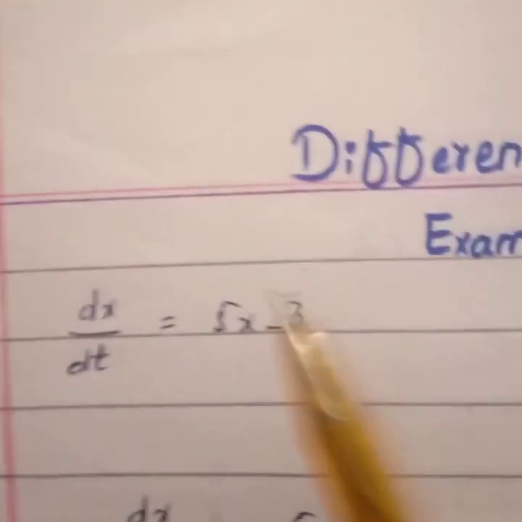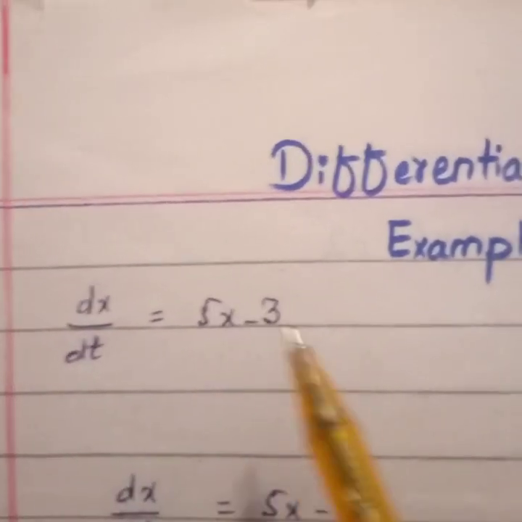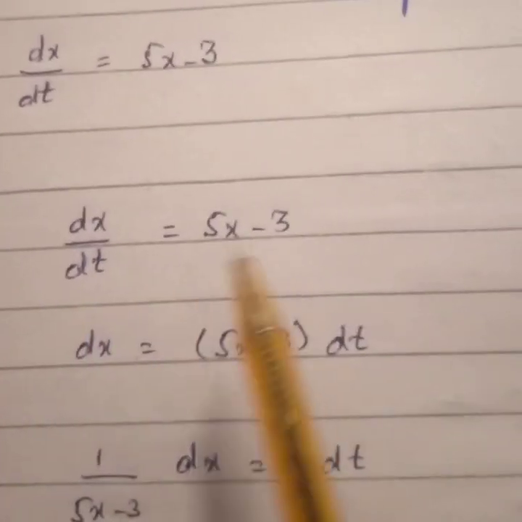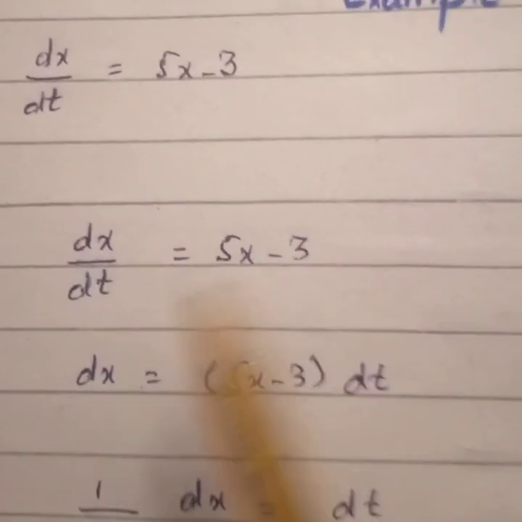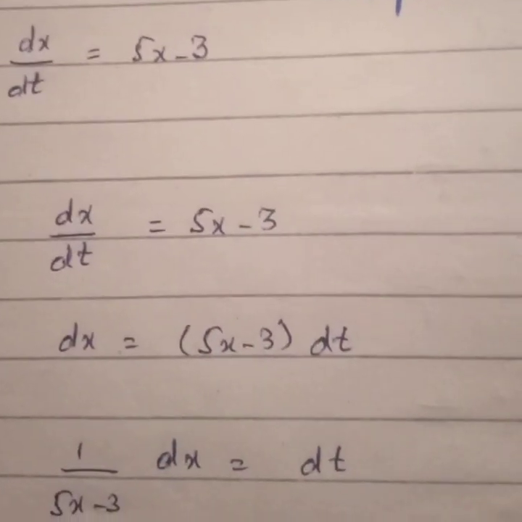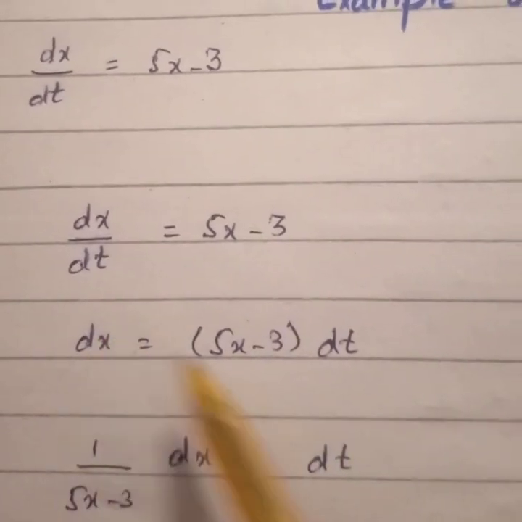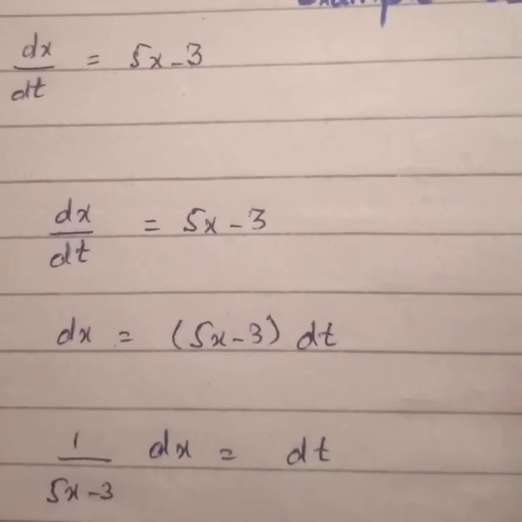Today we will discuss how to solve the differential equation. So let's say we have a question: dx over dt is equal to 5x minus 3. The solution of this question: as dx over dt is equal to 5x minus 3, we have to separate the variables with respect to their derivative. We have to separate dx with x values and dt with t values.